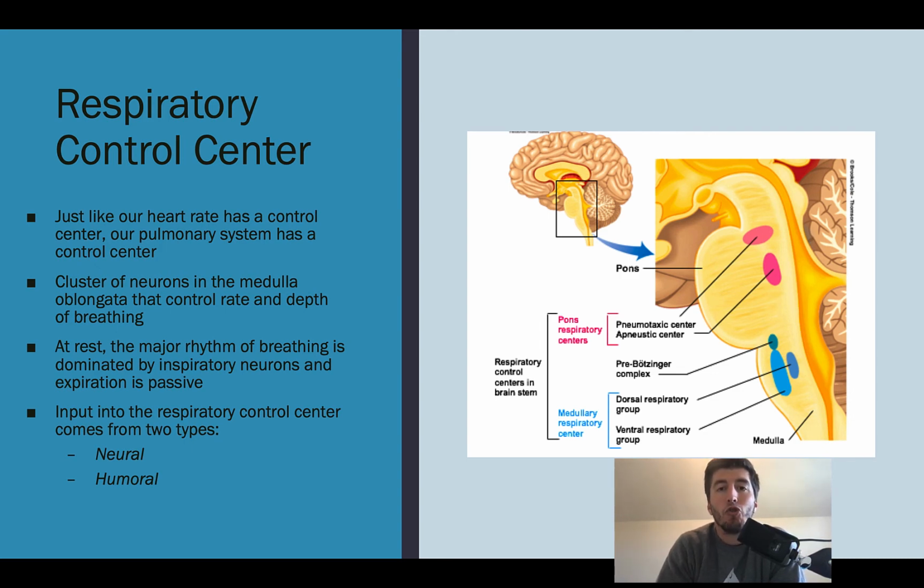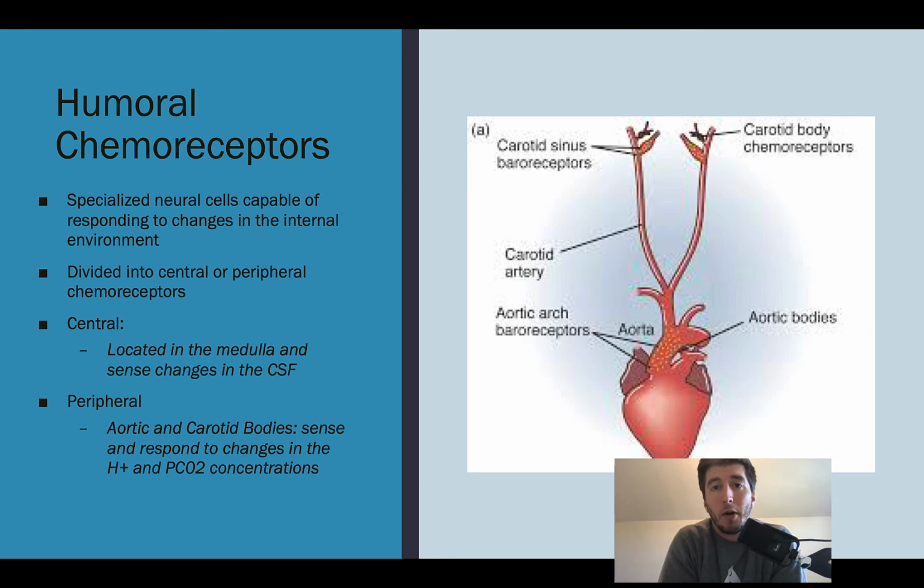We're going to be driving that inspiration based on neural and humoral chemoreceptors. So we're actually going to be manipulating breathing rate based on neural inputs, as well as what the blood is telling our brain and what the blood is saying is going on inside of the body. So neural, it makes sense with the brain, right? What about humoral? What are blood signals that can be signaling that we need to breathe?